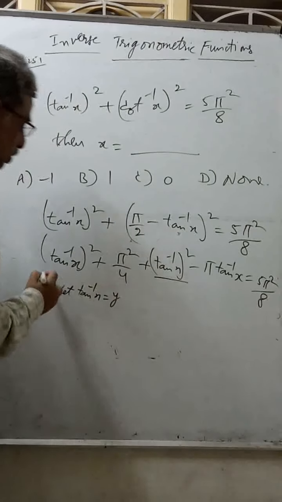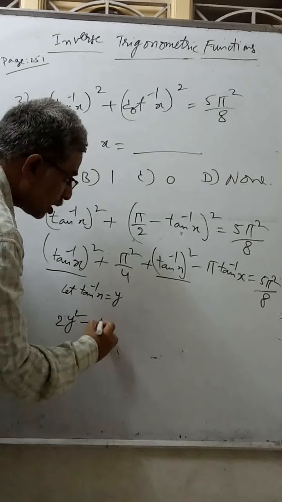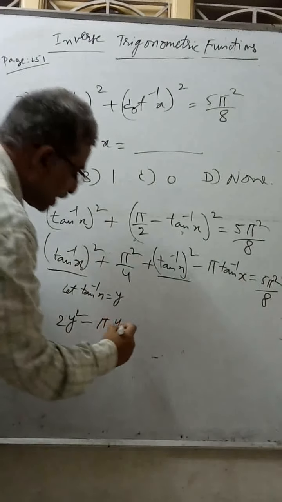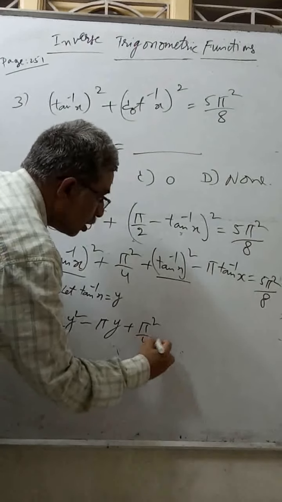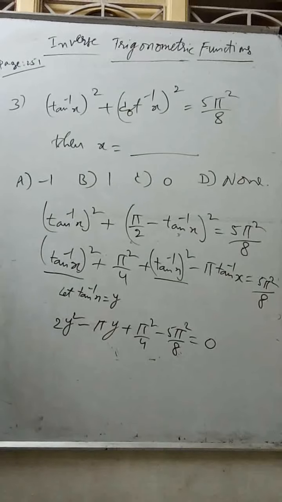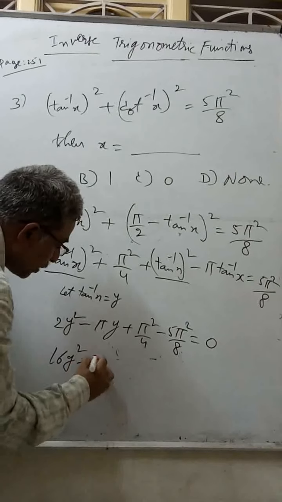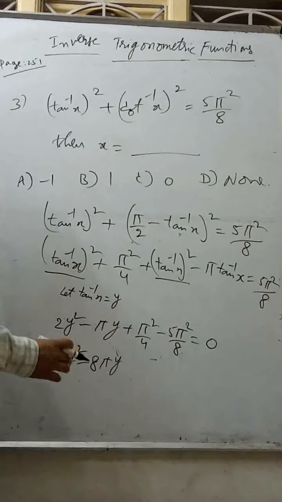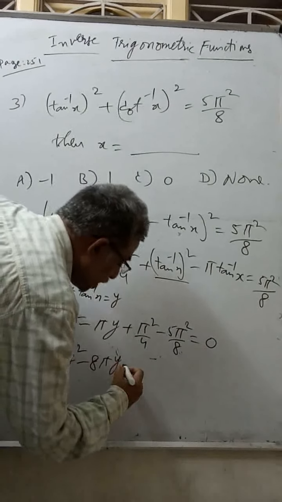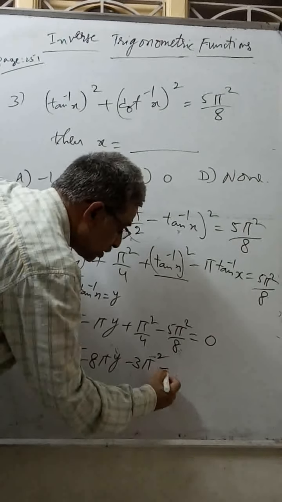Then (tan inverse x) whole square plus (tan inverse x) whole square becomes 2y square minus pi into y, plus pi square by 4 minus 5 pi square by 8. If I bring all to one side, equal to 0. Take LCM, 8 is the LCM. So 8 2s are 16y square minus 8 pi y, and 4 2s are 8, means 2 pi square minus 5 pi square becomes minus 3 pi square by 8 equal to 0.